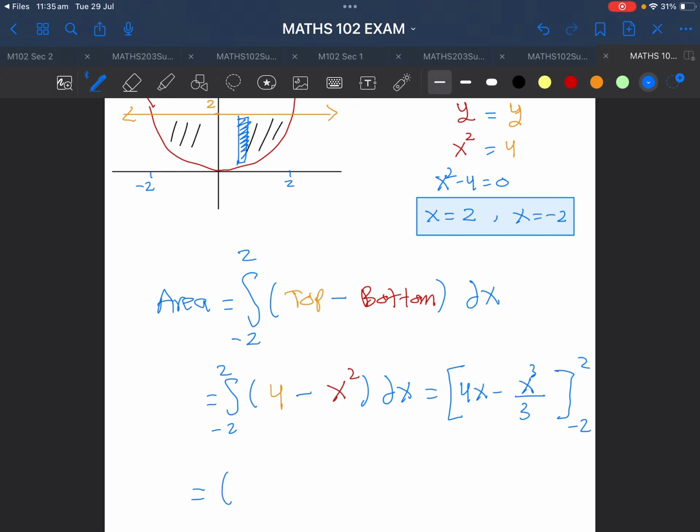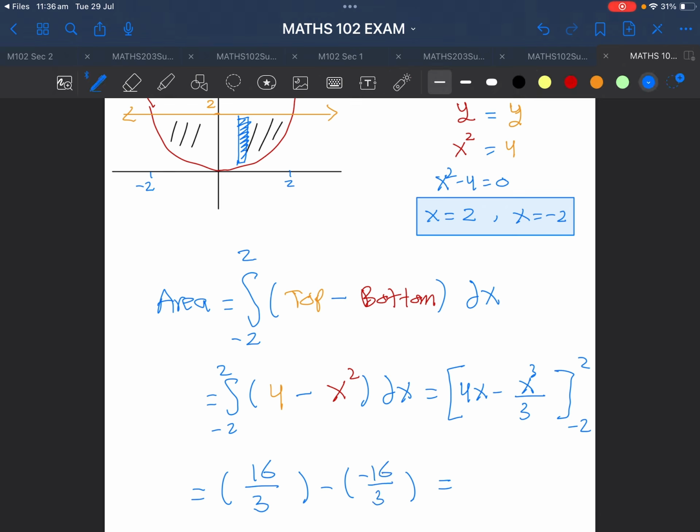The next step, with your calculator, substitute 2. Everything you see here, and instead of x, write 2 in your calculator. That will give you 16 over 3. Next, do the same. Everything, just put -2. It will be -16 over 3.